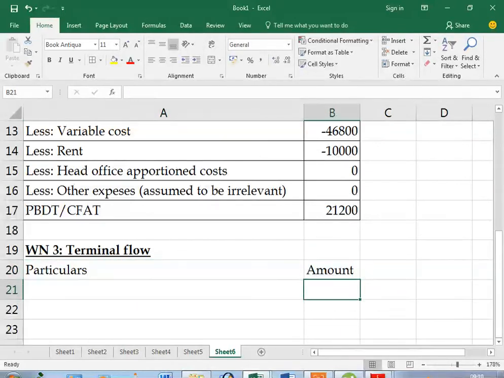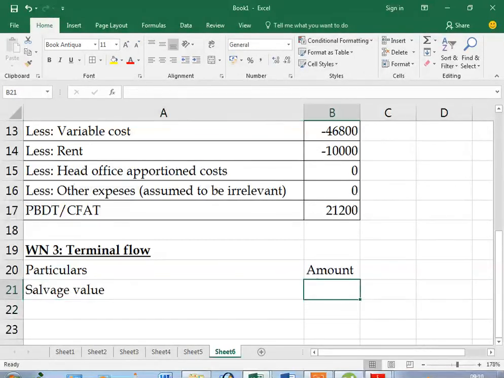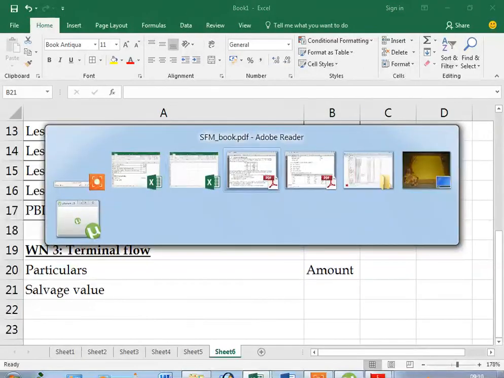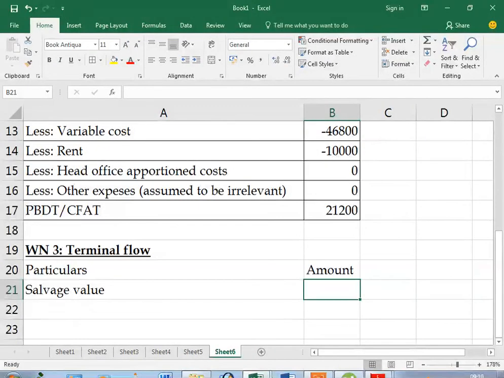Terminal flow is you will sell the machine and get some money out of it. So there will be a sale of machine and we'll get some money out of it. Salvage value. How much? 3,000. The project, after which it would be sold as scrap, would fetch 3,000.